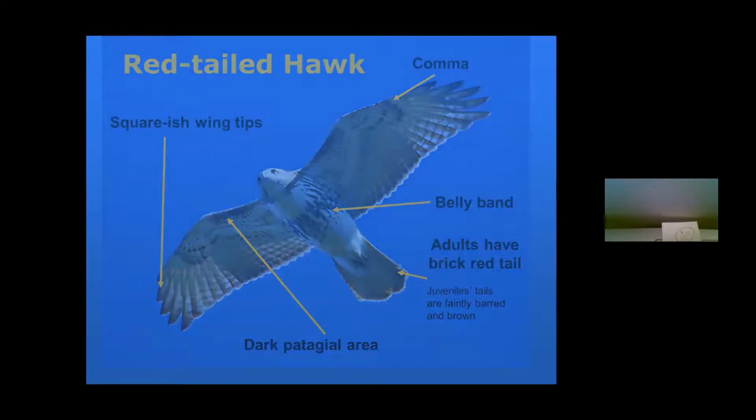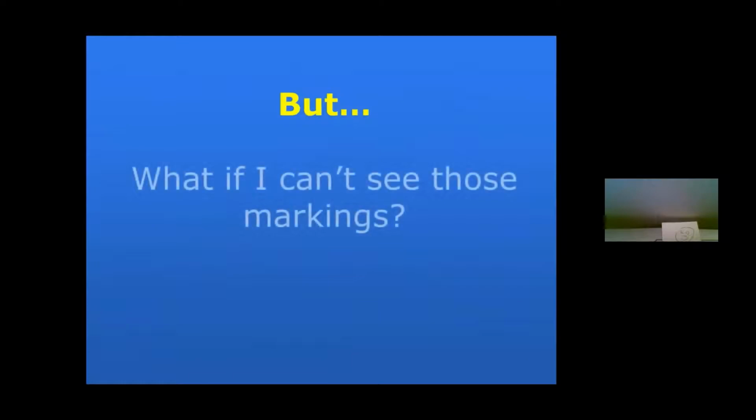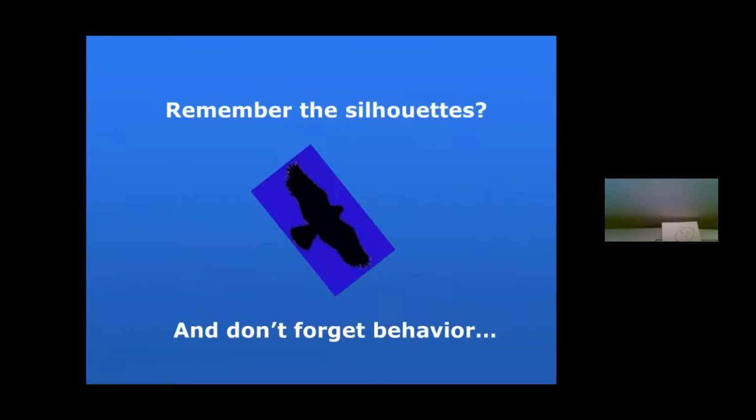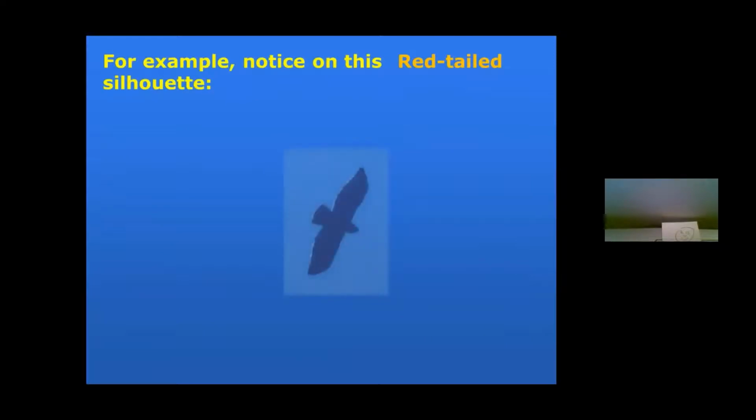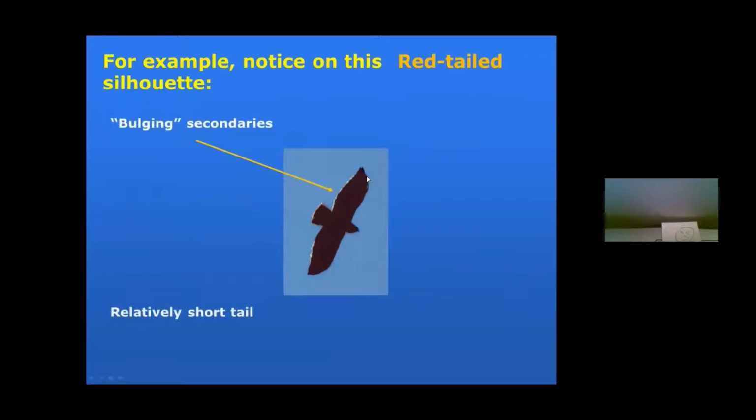But what if you can't see some of those markings like I just said? Well, remember the silhouettes. So notice on this silhouette, the primaries of the bird's wings are out here where the fingers are. And then as we get in the middle section here, these are the secondaries, usually 10 or more secondaries, depending on species. And what they mean by bulging secondaries, you notice from the wing here, it's not a straight line to where the tail meets the body. There's sort of a bulge of the secondaries coming out.